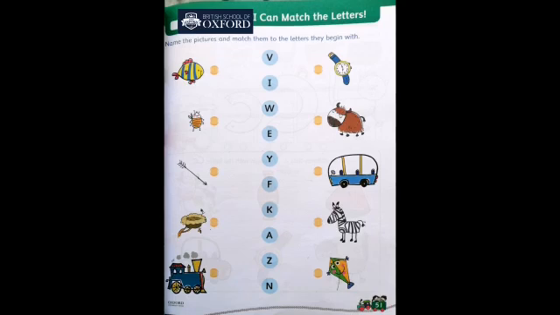In the second row you can see first picture is given here, watch, watch, ox, van, zebra, kite. So you have to find all these letters and match it with the correct letter.